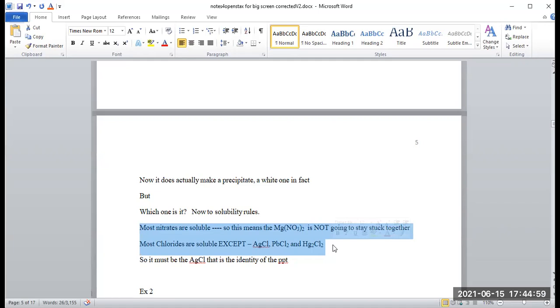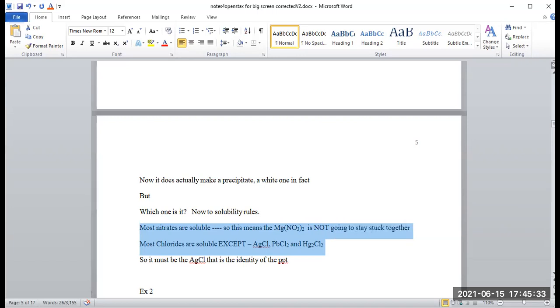There's another rule. Most chlorides are soluble except, now this one you do kind of have to leave the most where it is, because there are 3 exceptions. Silver, lead of the +2 variety, and mercury of the +1 variety. Because remember, mercury is weird. Mercury, when it's in its +1 format, always travels with a buddy. So you get Hg2Cl2.